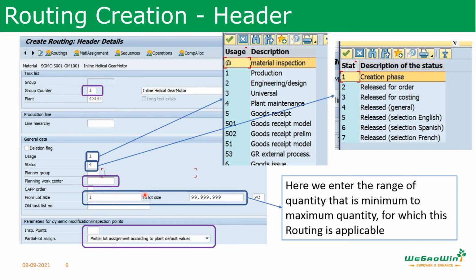And then another is the parameter for dynamic modification. The parameter for dynamic modification here is the screen which is the integration between PP and QM in SAP.